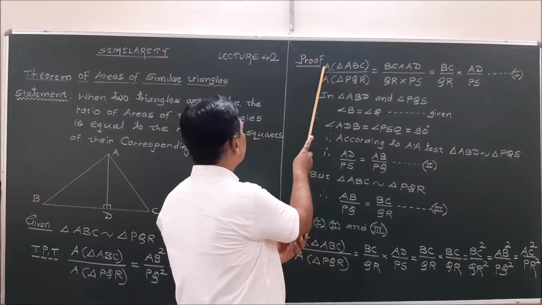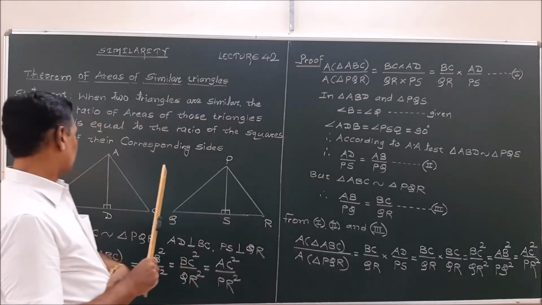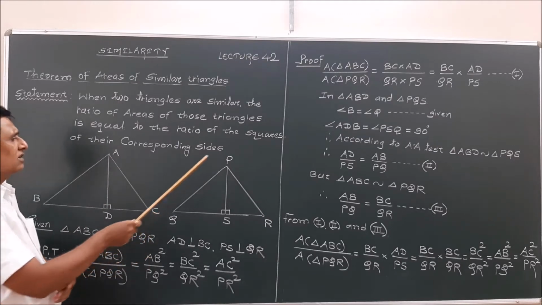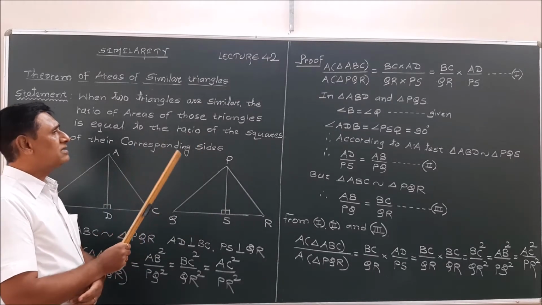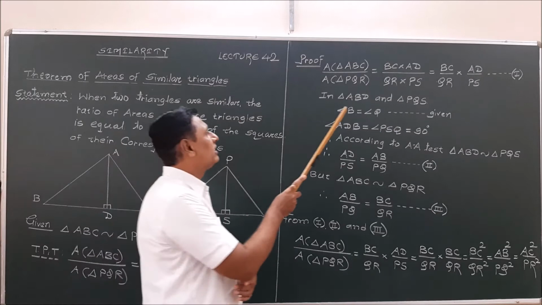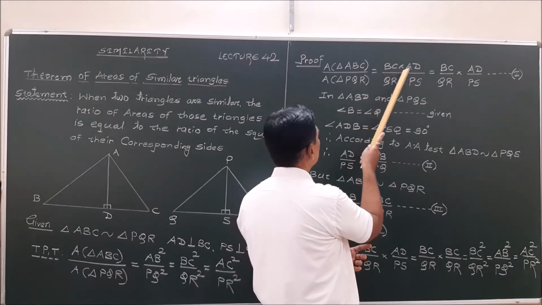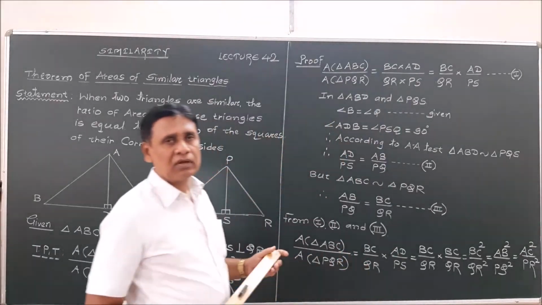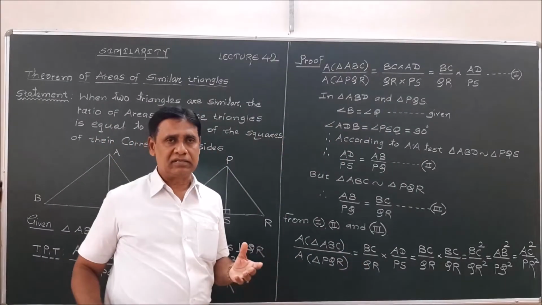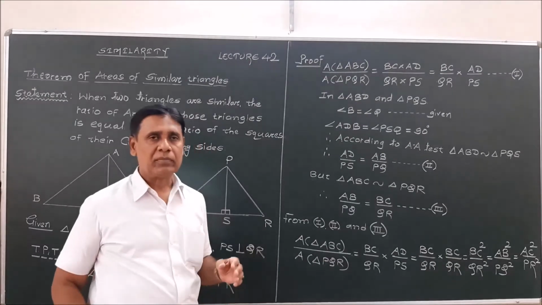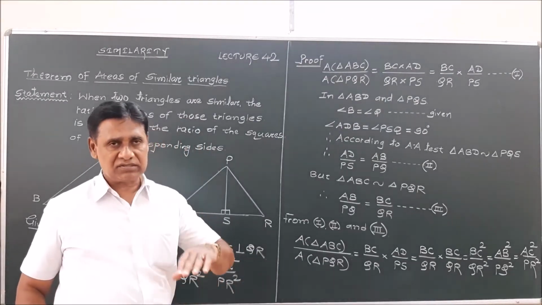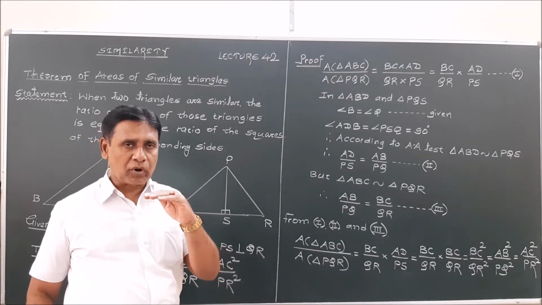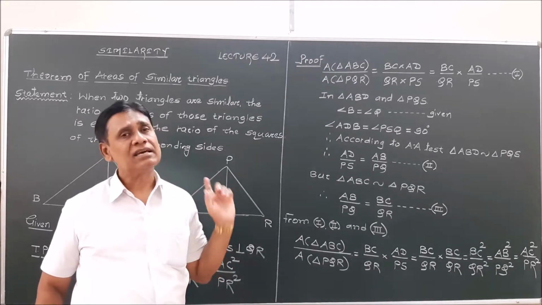Area of triangle ABC upon area of triangle PQR. This is our triangle ABC. This is our triangle PQR. That is equal to BC into AD upon QR into PS. We all studied at the beginning of this chapter that areas of triangles are proportional to the product of base and height.